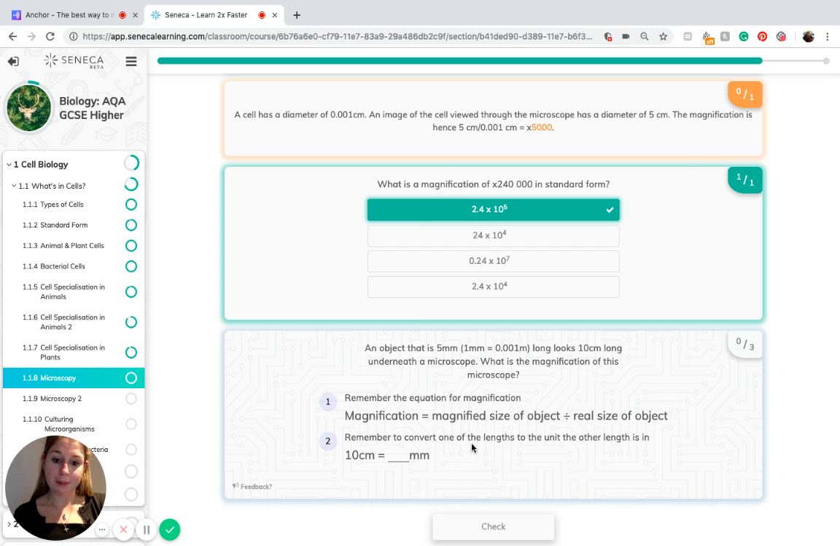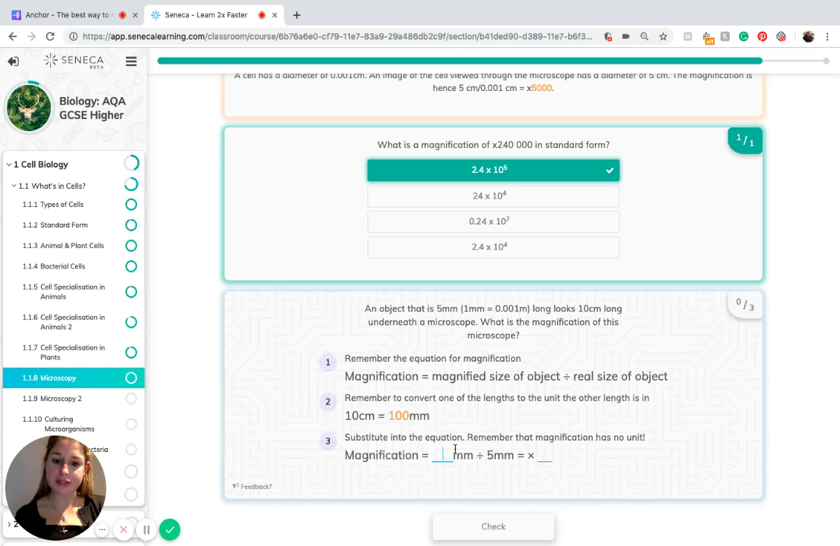Then we remember to convert one of the lengths so they're all in the same unit, as at the moment we're looking at an object of 5 millimeters and an image size of 10 centimeters. So we're going to convert the 10 centimeter image into millimeters. We know that 1 millimeter is equal to 0.001 meter. So 10 centimeters is equivalent to 100 millimeters.